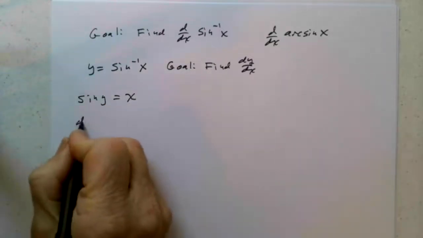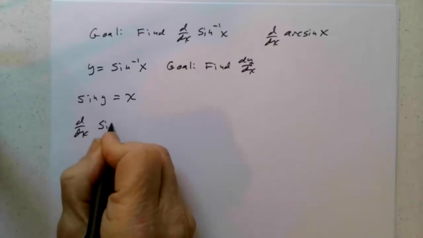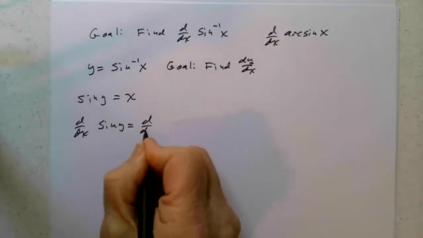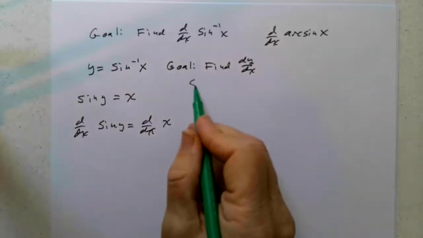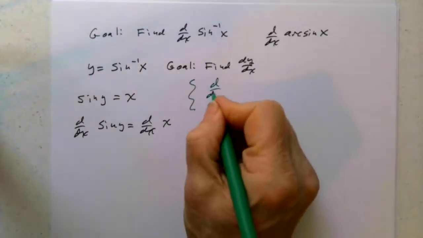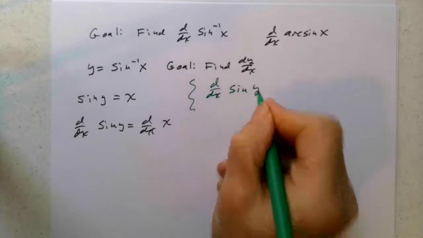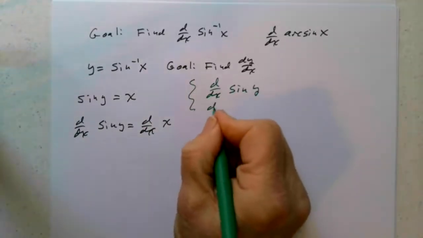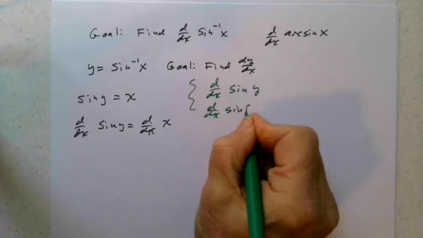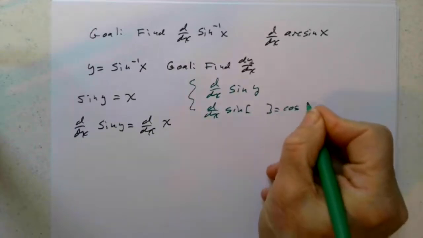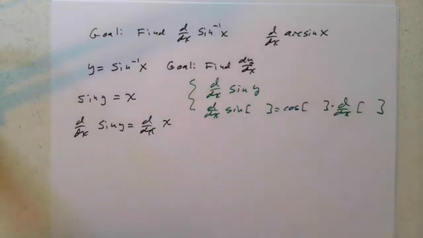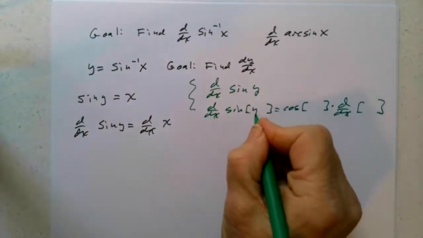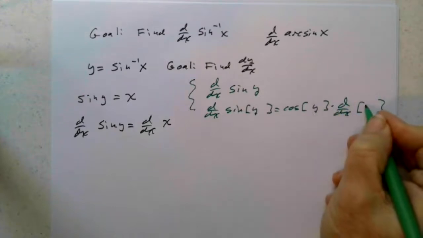Then we take the derivative with respect to x of sine y equals the derivative with respect to x of x. Now, what is the derivative with respect to x of sine y? Let's talk about that. The way I'm going to think about this is I'm going to say the derivative with respect to x of sine of something is cos of something times the derivative with respect to x of that something. So the derivative with respect to x of sine y is cos y times the derivative with respect to x of y.